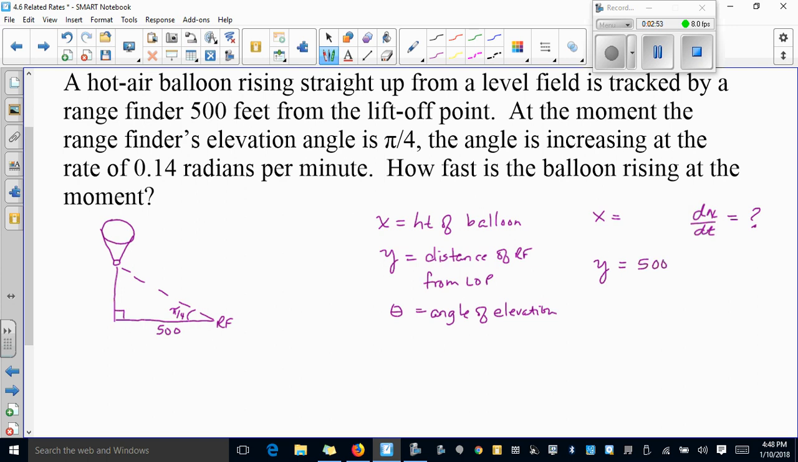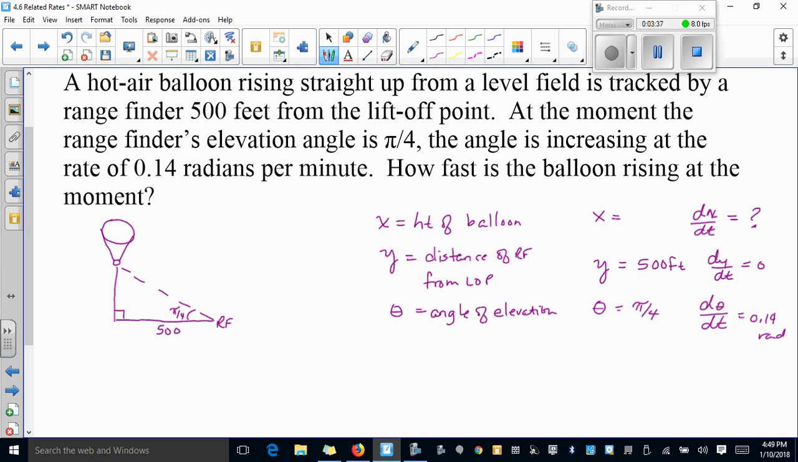And then theta, we have pi/4, and d theta/dt is equal to 0.14 radians. Now, the question is, how fast is this thing going up? So we need a formula, like I said, because we have a right angle, we can use SOHCAHTOA on this thing. And so we don't need to know this value here, but we do need to know the height of the balloon. At this particular time, how high is the balloon? A lot of you guys are going to figure this one out very, very quickly, but I'm going to go ahead and do the math.